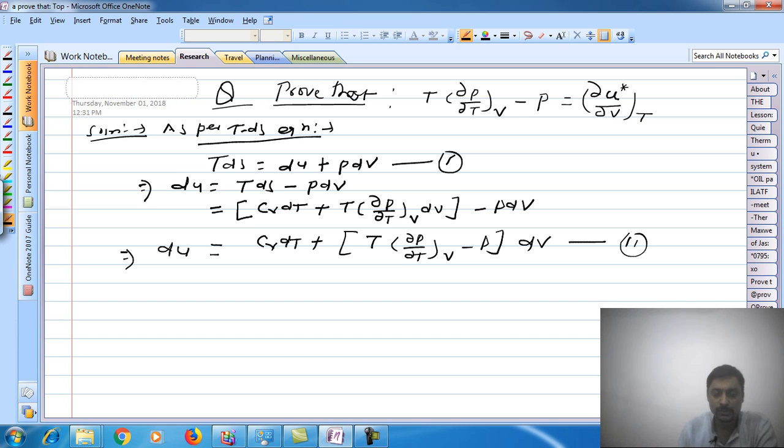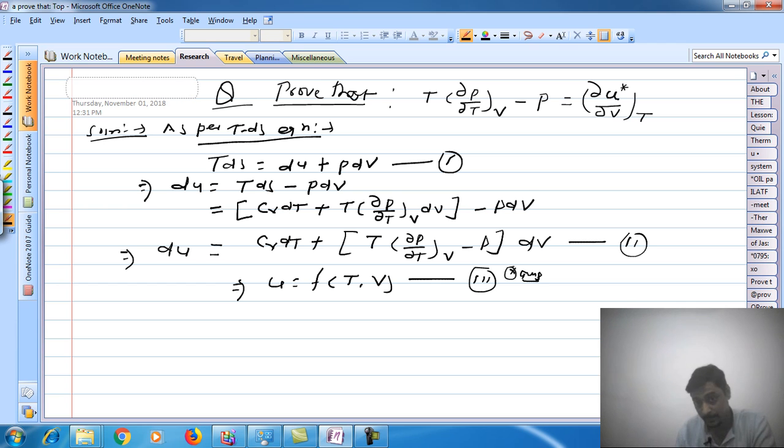Okay, so from this equation, if you observe carefully, since we used the same logic in the previous question also, it can be concluded that u is a function of T and V. This is a very important observation, where u is the dependent variable, and temperature and volume are independent variables. This is a very important equation we have to reach.